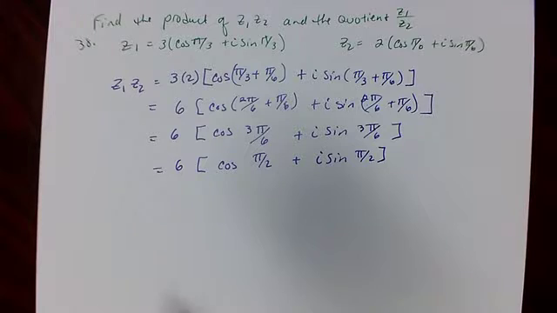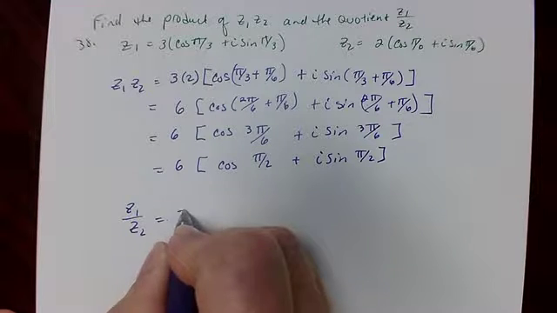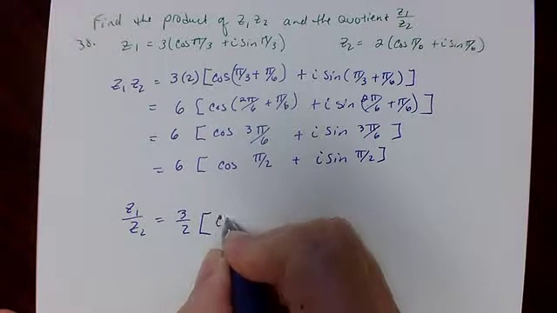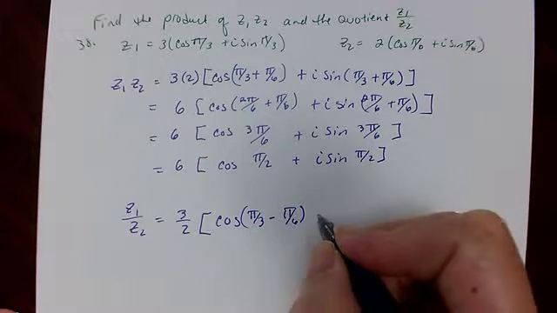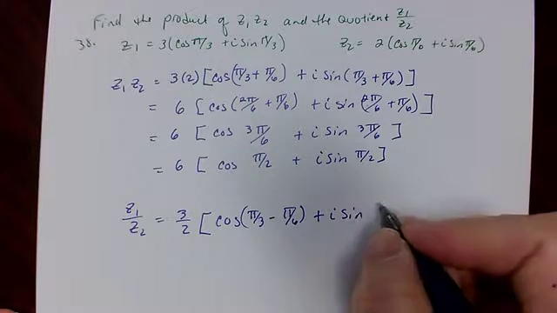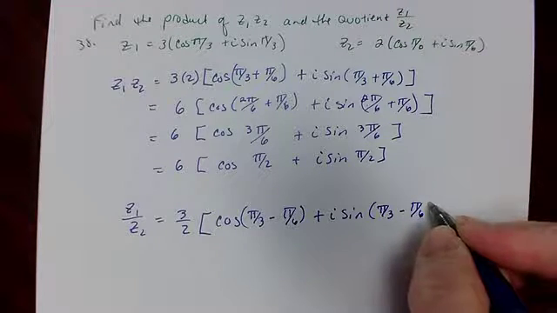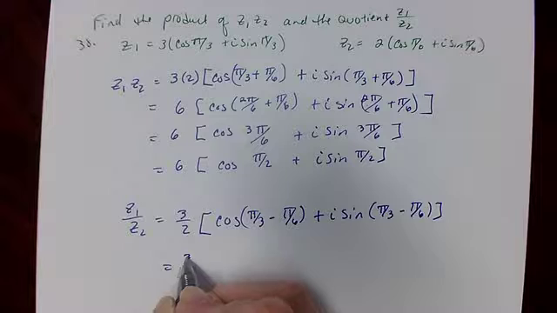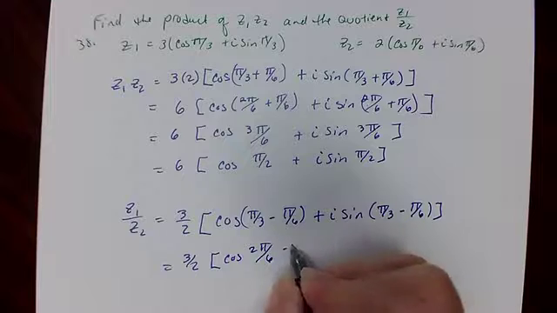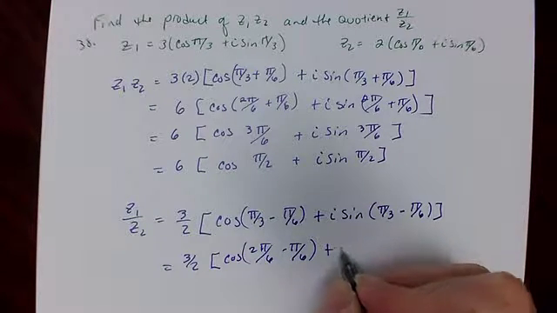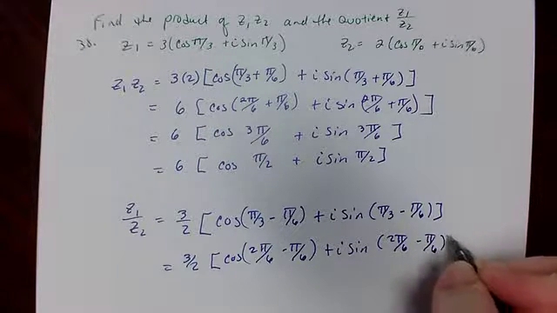Now we're looking at our division. So now we've got z sub 1 divided by z sub 2. So that's going to get us 3 divided by 2 times the cosine of pi over 3 minus pi over 6 plus i times sine of pi over 3 minus pi over 6. So this will get us 3 halves. Again, we have to get our common denominator, so this will be 2 pi over 6 minus pi over 6 plus i sine of 2 pi over 6 minus pi over 6.